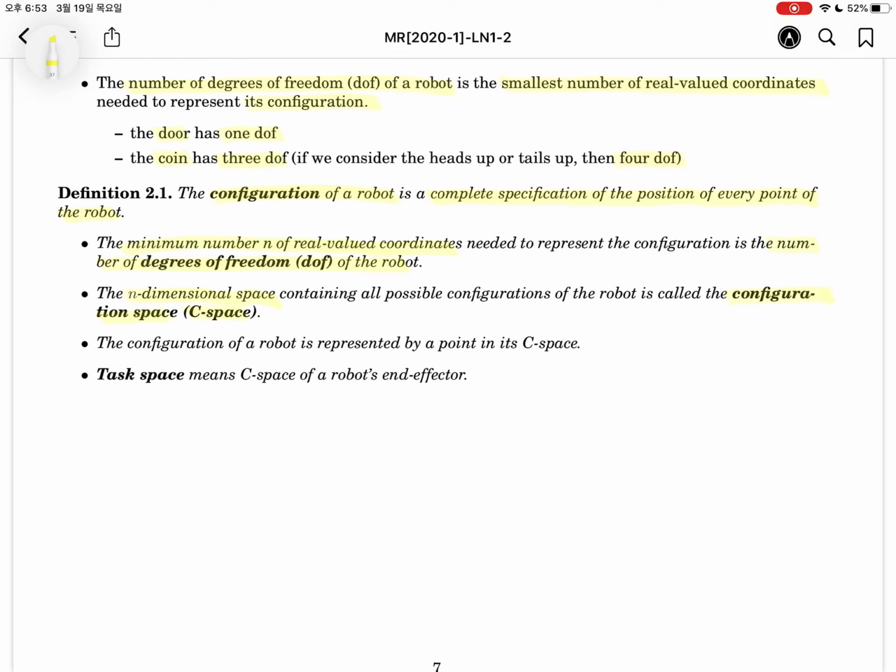In other words, C space. This space implies an n-dimensional space containing all possible robot configurations. Okay, the configuration of the robot is represented by a point in C space. Later we will deal with this terminology. Anyway, the task space means the C space of the robot's end effector.